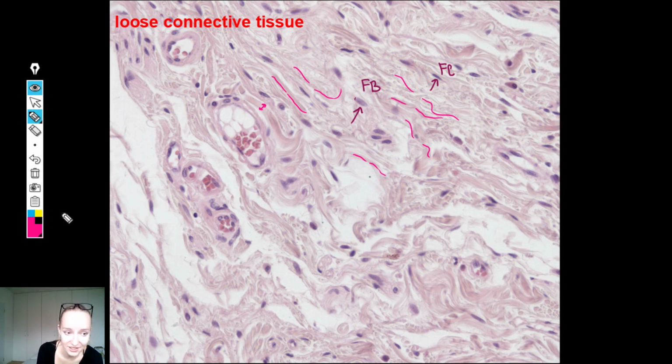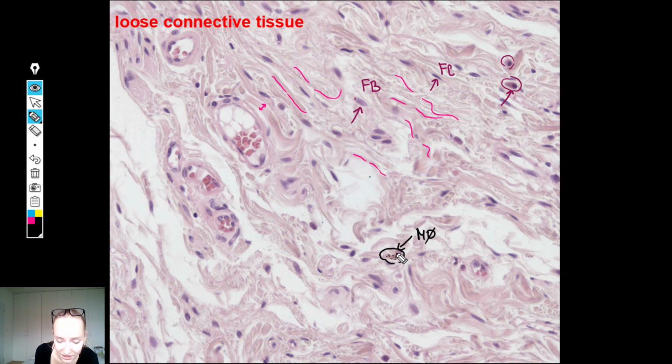Here we can also see some migratory cells such as plasma cells. Here is a nice plasma cell, and also here is a plasma cell with highly basophilic cytoplasm. Fibroblasts also have basophilic cytoplasm. And here we have a macrophage. Macrophage right here, and we can also see some particles in it.